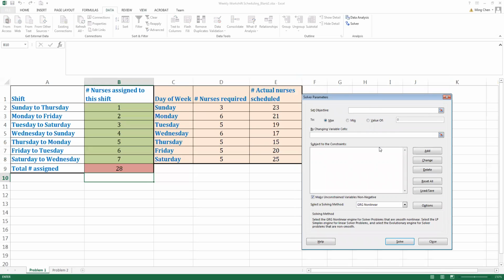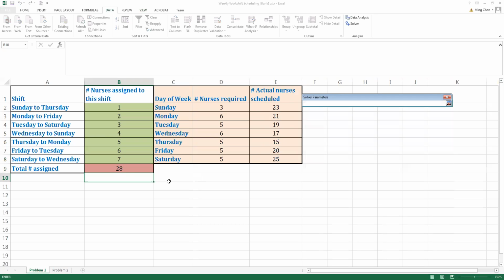As we discussed before, for a solver problem, we need to specify 3 different things. The first thing, we need to specify the objective. What are you trying to achieve? For this staff scheduling problem, we try to determine the number of people to hire for different shifts in order to bring down the total labor cost. In other words, we want to make sure the total number of people hired is minimized. Smaller the better. We want to minimize the labor cost. So what is the objective? The objective is B9.